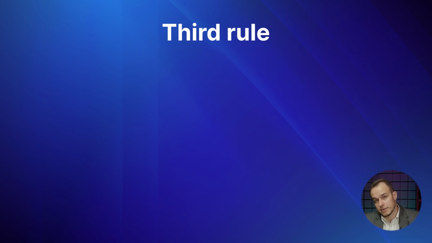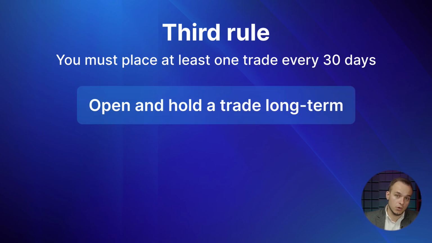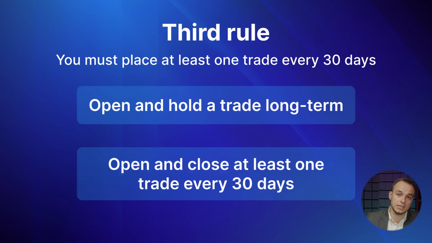Third rule: you must place at least 1 trade every 30 days. This can be achieved in 2 ways. Open and hold a trade long-term. As long as it remains active, your account is considered active. Once it's closed, the 30-day countdown begins. Or engage in active trading by opening and closing at least 1 trade every 30 days.